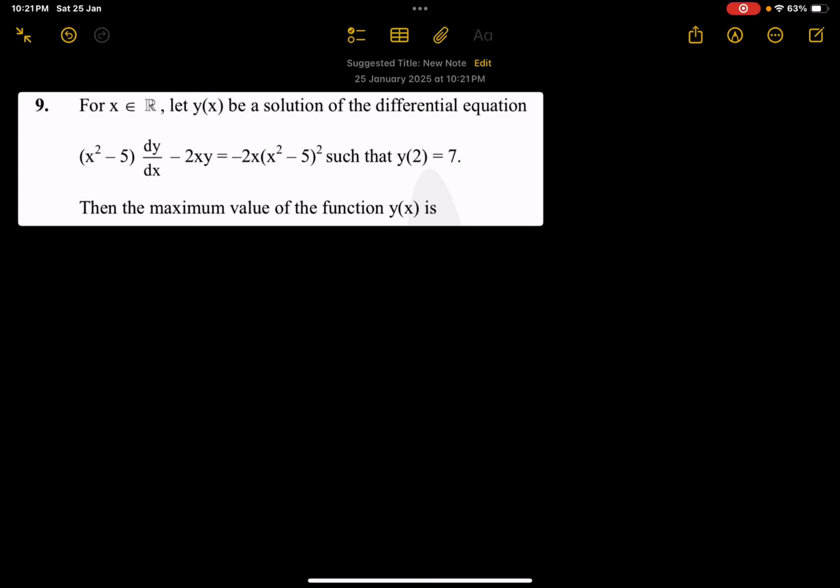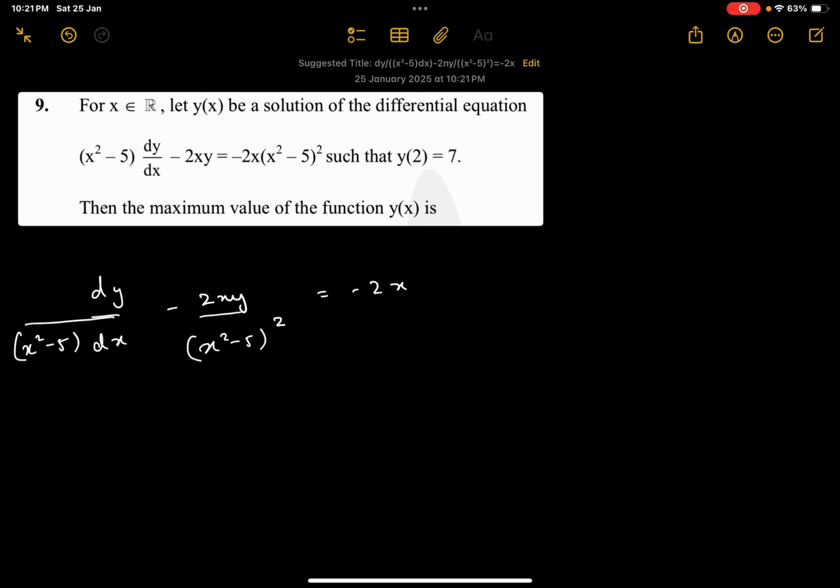In this one we have a nice little differential equation going on. So what we'll do is divide both the sides by x square minus 5 whole square, which will give us dy by dx, or rather this will give us this minus 2xy upon x square minus 5 squared. So the reason I did this is so that now this is an exact differential form.